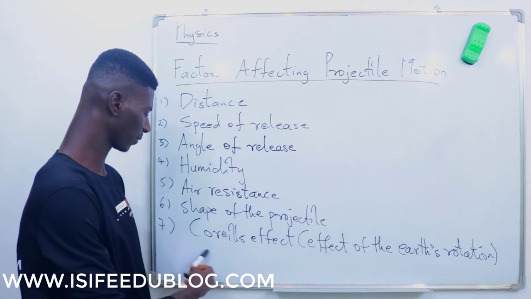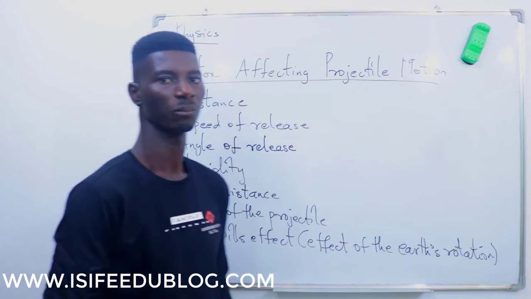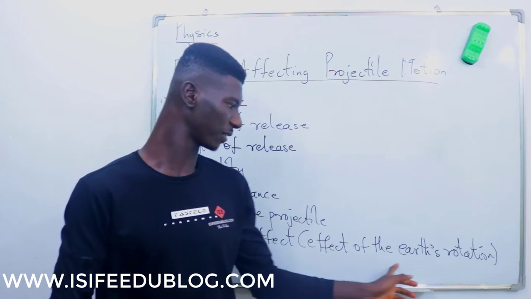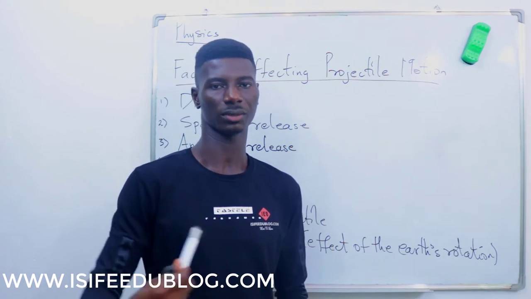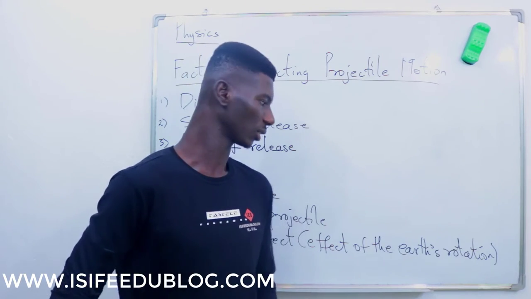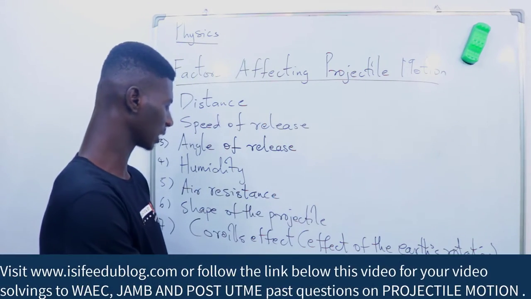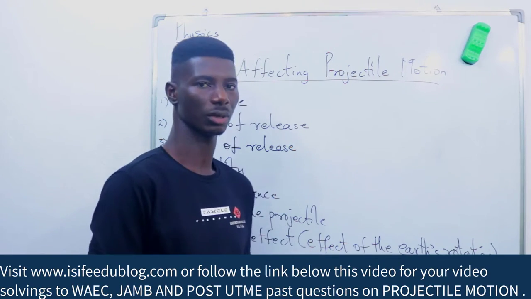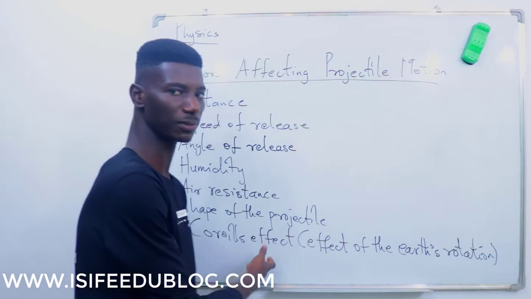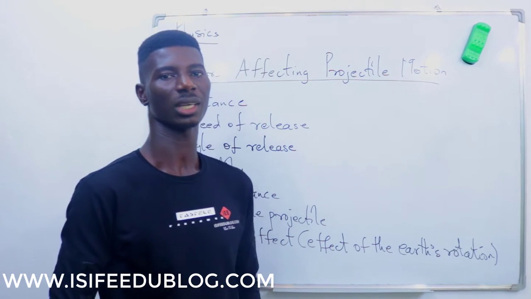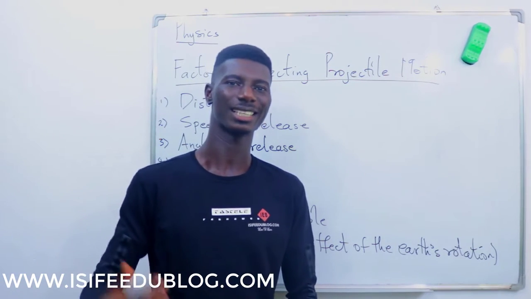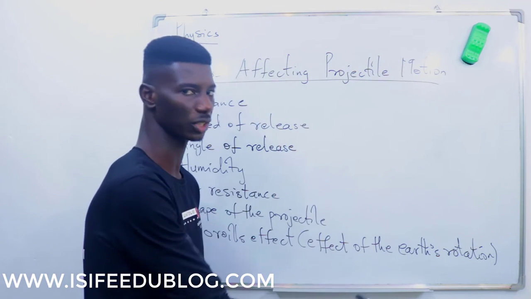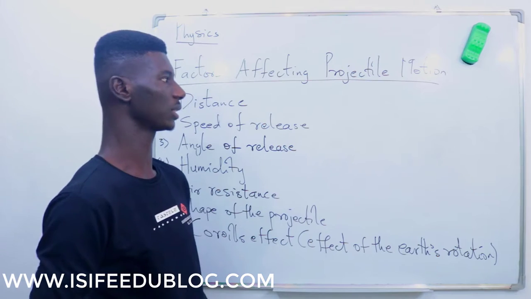Now the last one we have here is the Coriolis effect. The Coriolis effect actually means the effect of the Earth's rotation, how a projectile will move when it is on Earth. For instance, if you project a rocket, the movement is different from when it leaves the Earth and is going towards another galaxy. The movement changes, the position changes, everything about the projectile motion changes.